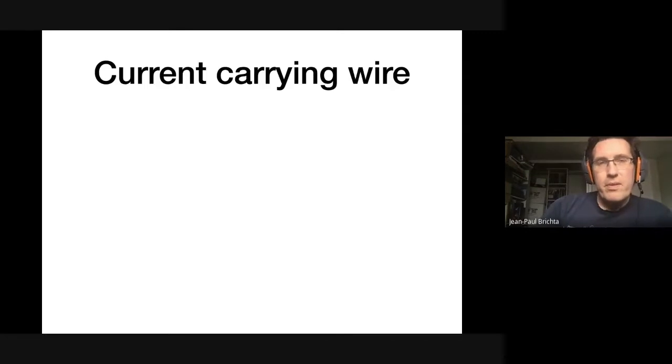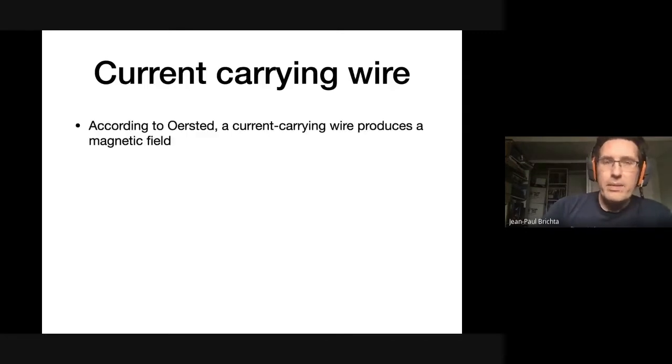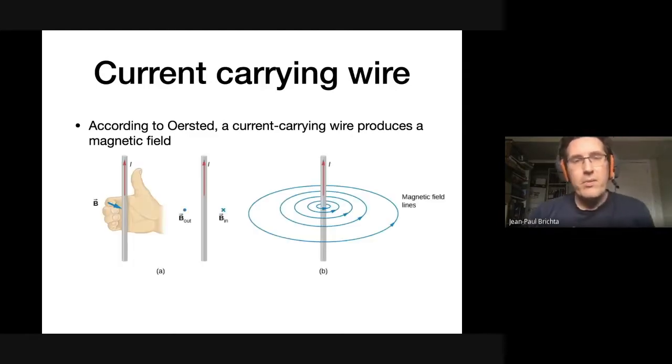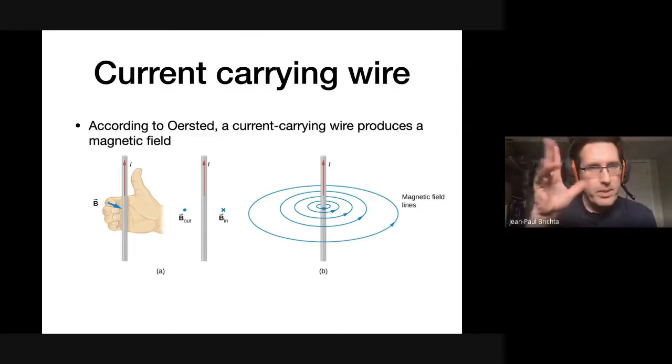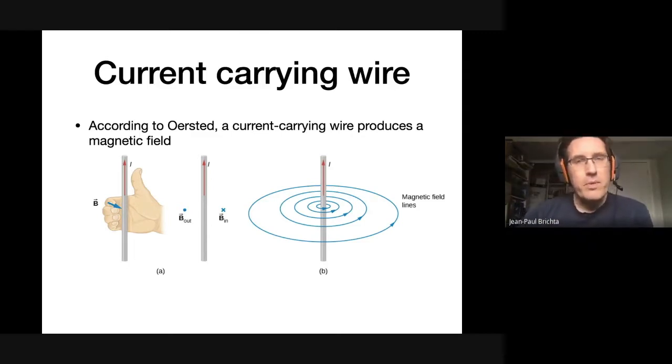So let's look, first of all, at the current carrying wire. And one of the things that we talked about was that Ørsted's discovery was that if you have a current carrying wire, the wire actually produces a magnetic field around it. So this again goes with the right-hand rule, where in this case, what we normally do is we put our thumb in the direction of the current and our fingers curl around the conductor, curl around the wire. This was my brush example from the other day. Curl around the wire, and so that's going to be the direction of our magnetic field, okay?